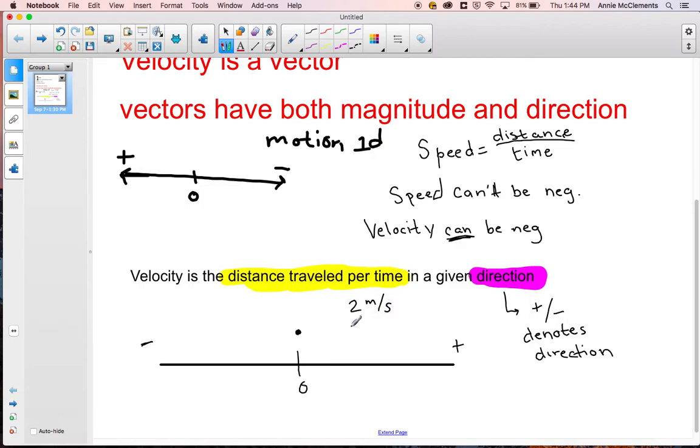We're going to assume, if there's no negative sign, this is a positive 2. Positive 2 meters per second equals the average velocity, v bar. This tells me that every second this object moves 2 meters in the positive direction. That's what this positive sign is telling me. So this particle is going to move that direction.